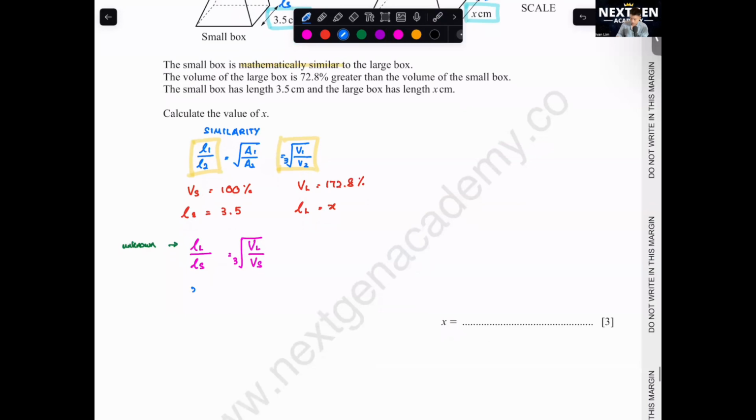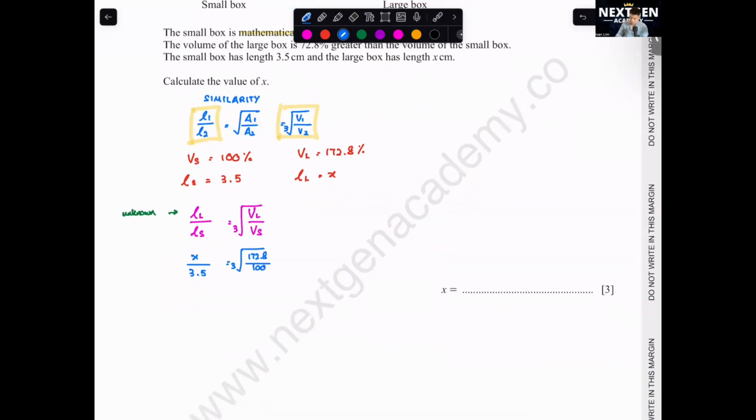So here will be x over length small, 3.5, equals the cube root of 172.8 over 100. You don't have to write the percentage anymore because percent will cancel off anyway. Use your calculator. You just need to move the 3.5. So the cube root of 172.8 over 100, multiply 3.5, type this entire thing into your calculator. You get x equals 4.2 over here.